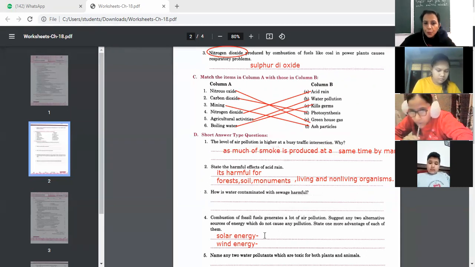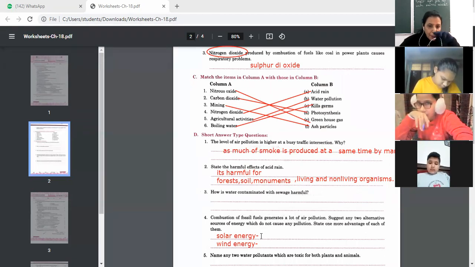Ma'am, it has low emission. Low emission. Yes, children, it does not produce smoke. Low emissions are there. Similarly, wind energy. These are the renewable resources. Yes. So kindly write down the answers.